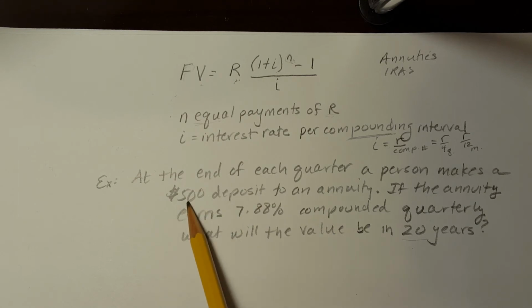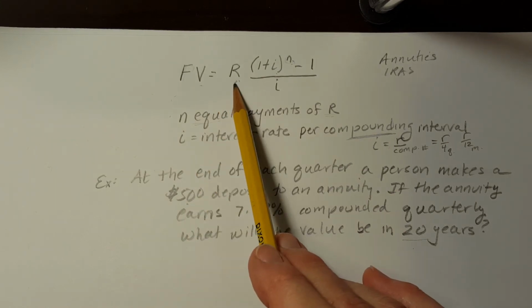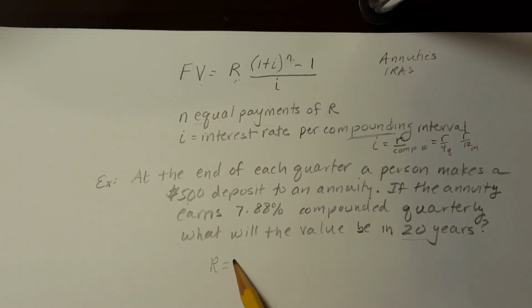So in this case, it's not just a one-time deposit. That would be those P equations, but it's a deposit every quarter. We're going to put 500 in. So R is going to be 500. The interest rate is going to be 7.88%.